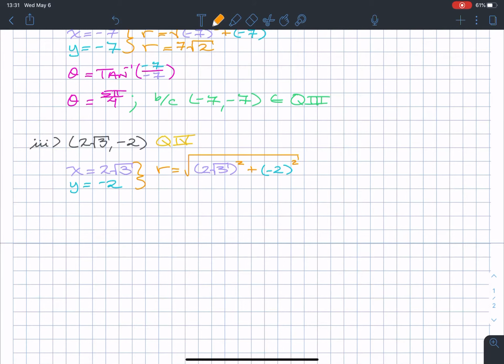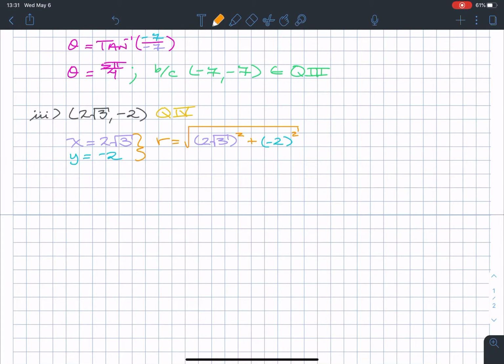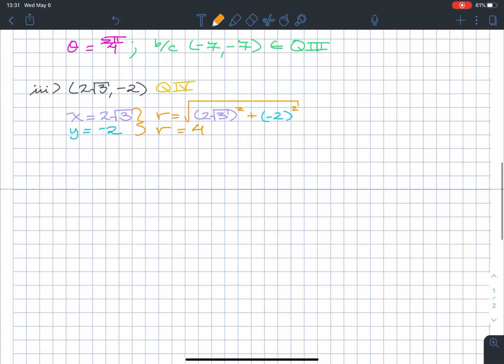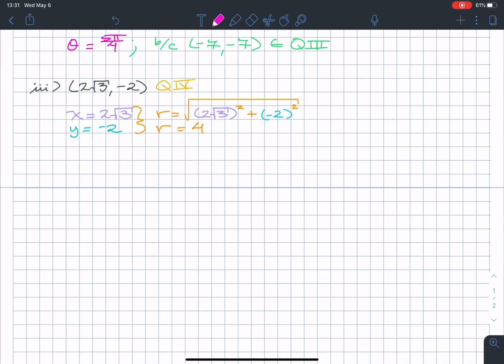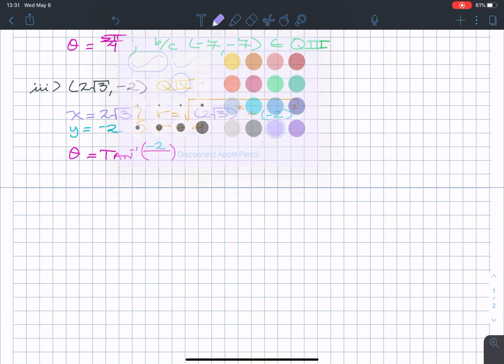Okay, so I have 4 plus 4 times 3, which is 4 times 4. So the square root of that is just 4. With the angle theta, which I know to be the inverse tangent of the quotient y over x, in this case it will be -2 divided by 2 root 3.